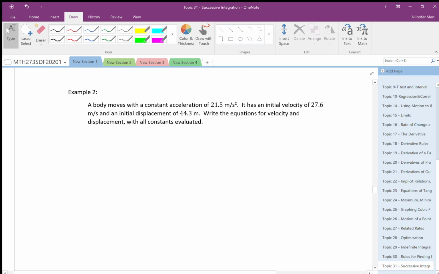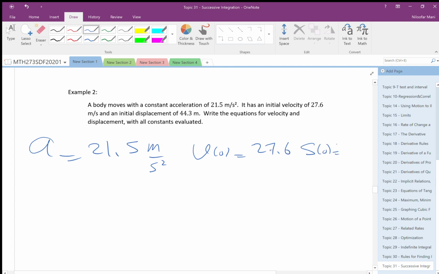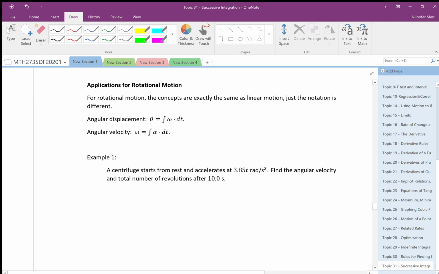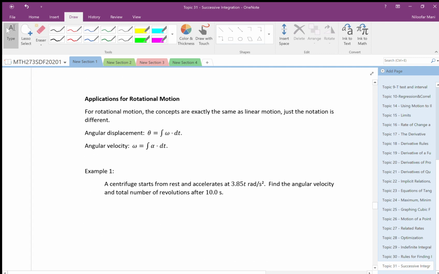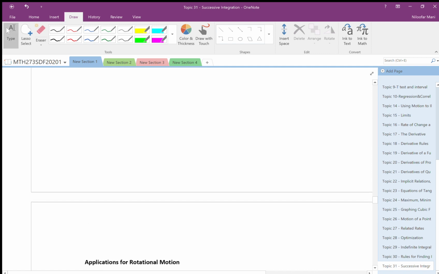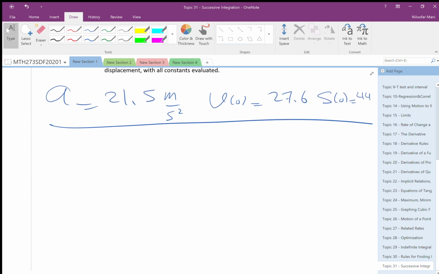Let me see here. A body moves with constant acceleration. It has initial velocity and initial displacement. This is exactly the same question, but with different numbers. You have acceleration 21.5 meters per second squared, v at 0 is 27.6, and s at 0 is 44.3. Find the answer. So you can do it. Here I stop, because the next part is rotational motion, and in that case I need more energy to explain, so I can finish here.